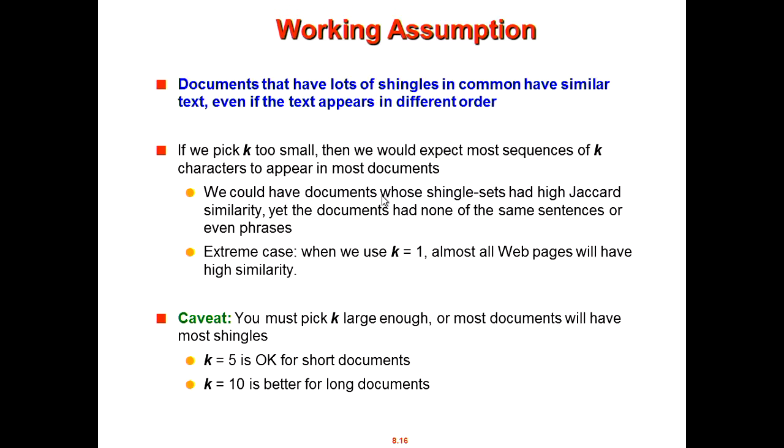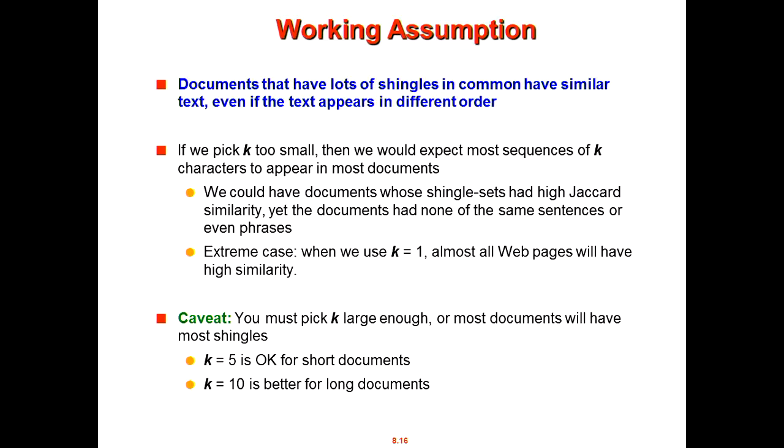So if k is too small, the sequences of k characters would appear in many documents, and many documents would be treated as similar in this small k case. Which means that we must select an appropriate value for k in applications.